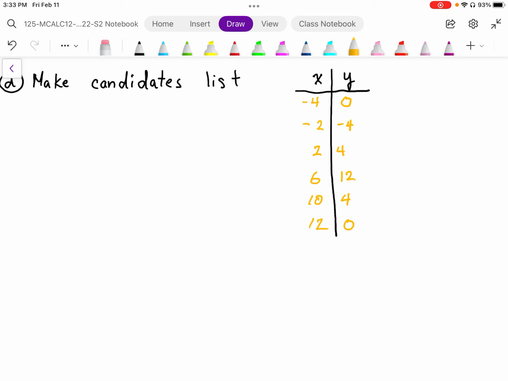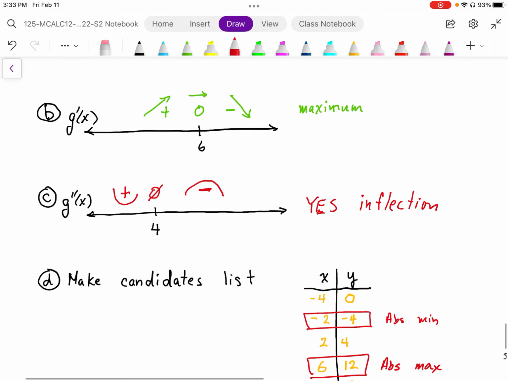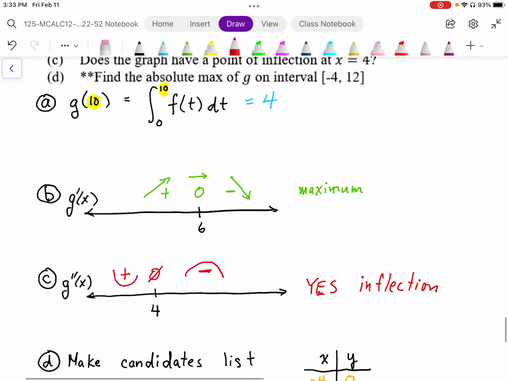Okay, so then looking at my candidates here, I can see that I have an absolute minimum at this point at -4. This is my absolute minimum. And then at +6, this represents my absolute max. Okay, so we knew that this was a local max, but now we know that is an absolute max. So based on the candidates list, I can see what my min and max points are. So I have my absolute max and absolute min.